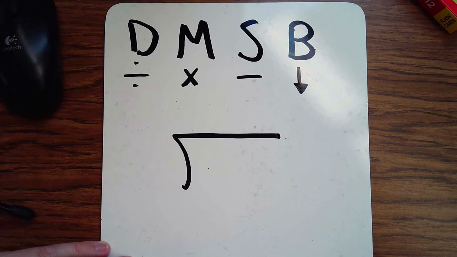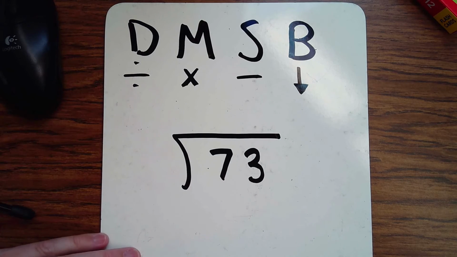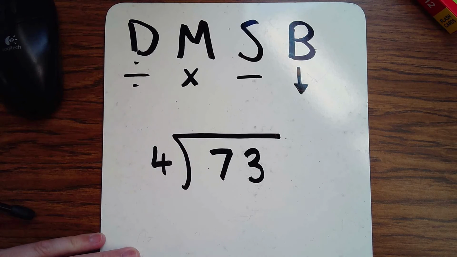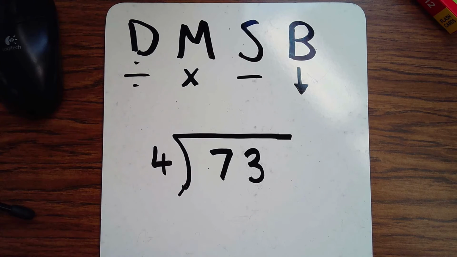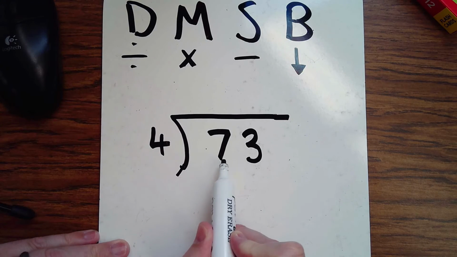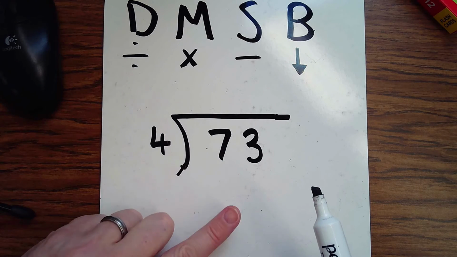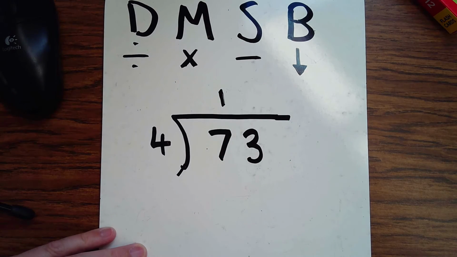There's our little house built here, and let's say I put 73 on the inside, and let's put 4 on the outside for now. 73 and 4. 73 divided by 4. So my first move is going to be ask myself, how many 4s can go into a 7 without going over? Looks like I can go 1 4, 2 4s will get me 8. So 4, 8, 12. So 1 4. So I put the 1 on top of the 7.